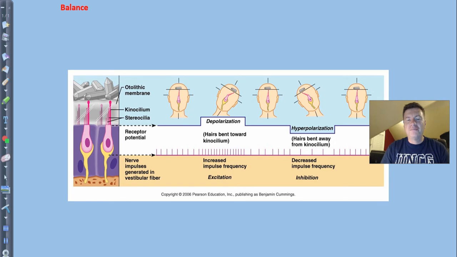If you bend your head one direction, and I'm not going to hold you responsible for which way is which, you actually result in either a depolarization or a hyperpolarization. You either bend toward or away from those hair cells, and because that will result in a change in the frequency, your brain interprets that frequency change as a change in your head position. So that's your static equilibrium. That's when your head is not moving.